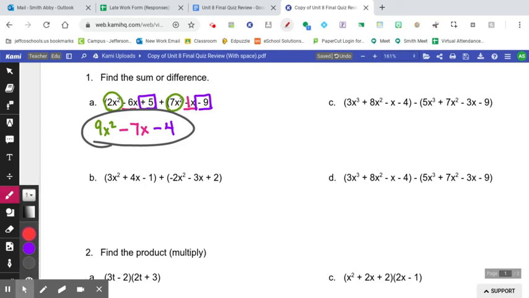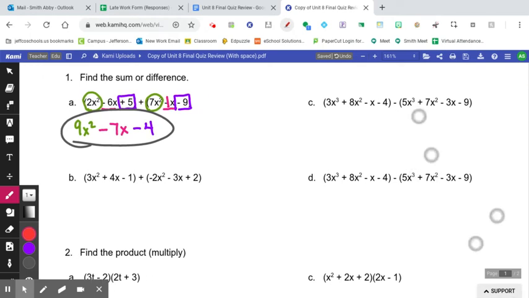For C, the difference here is that it's a difference problem. So what that means is I basically need to make each one of the things in the second set of parentheses flip the sign. So that's going to be negative 5x to the third minus 7x squared plus 3x. You notice how it turns into a plus instead of minus, and plus 9. The first guy stays the same.